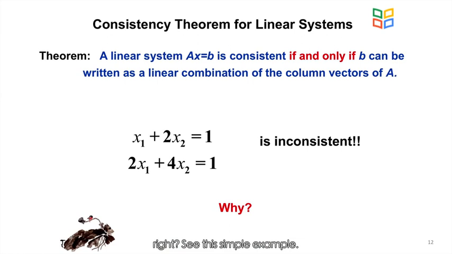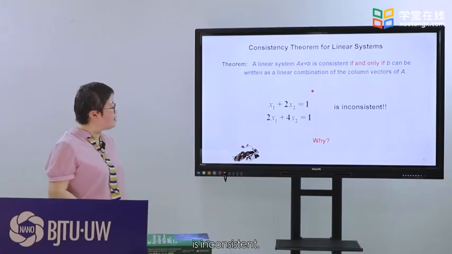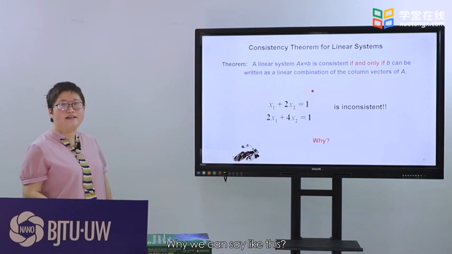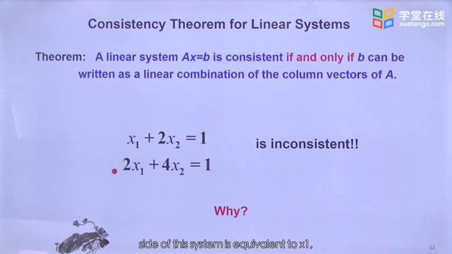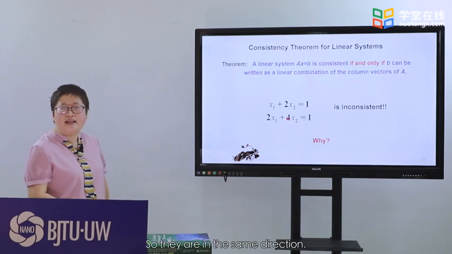See this simple example: x1 plus 2x2 equals 1, 2x1 plus 4x2 equals 1. Just from this expression, we can see that this linear system is inconsistent. Why? The reason is that the left side of this system is equivalent to x1, this scalar, times the column vector (1, 2), plus x2, this scalar, times the column vector (2, 4). So this is a linear combination of vectors. One is (1, 2), another one is (2, 4). They are in the same direction.